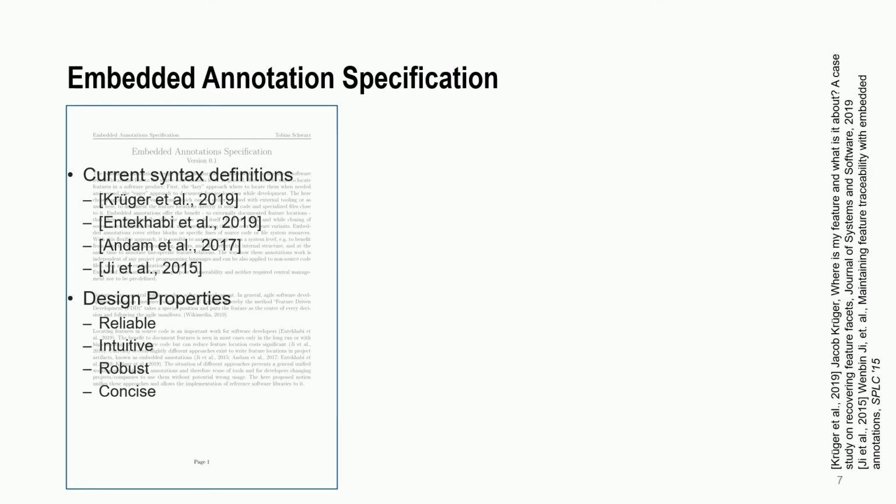The four listed ones are the foundation for our embedded annotation specification, where we follow these design properties: to be reliable, so that it is easily applicable and flexible to use; intuitive, to document your features with it, and when you see them, to easily understand which features are in there; robust against changes and able to evolve with the source code itself; and over all levels of software assets, they shall be concise.